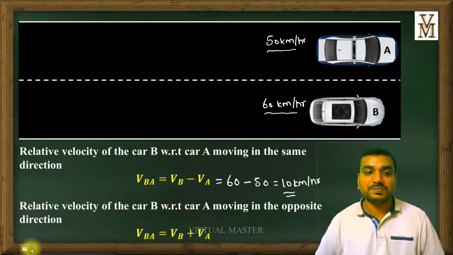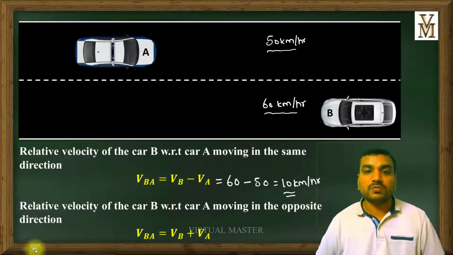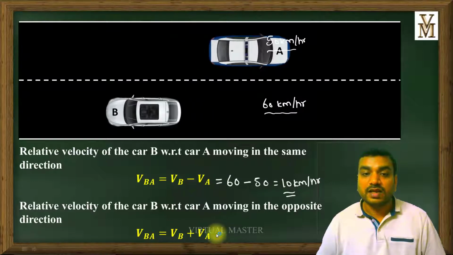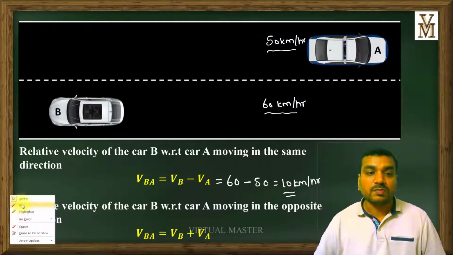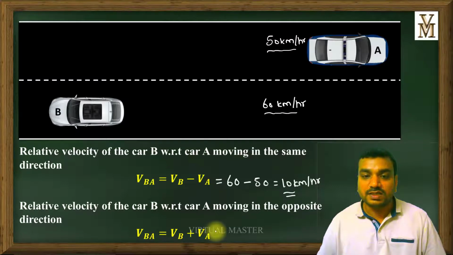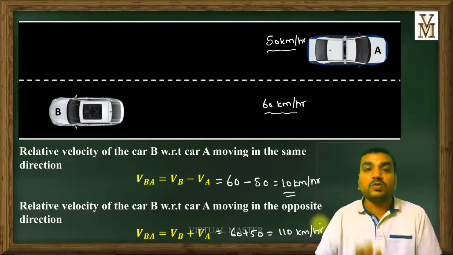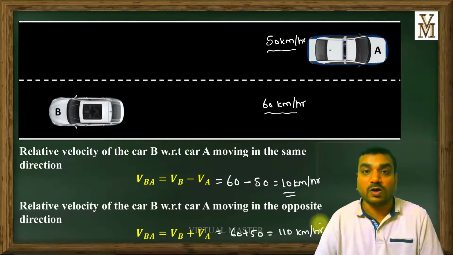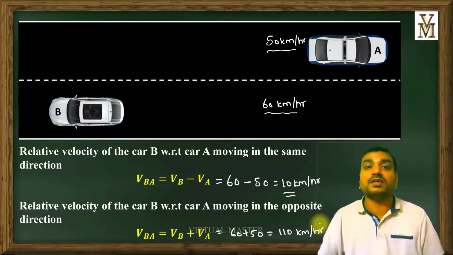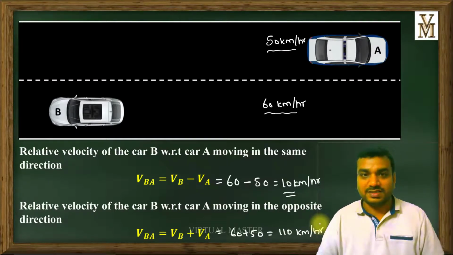And in the second case, when the cars are moving in the opposite direction, then the relative velocity will be equal to the sum of the individual velocities of the cars, isn't it? That is Vb plus Va. It is 60 plus 50. It is equal to 110 km per hour. This is how you have to find the relative velocities of the objects moving in the opposite direction and moving in the same direction. I hope everyone has understood the concept of relative velocity properly.